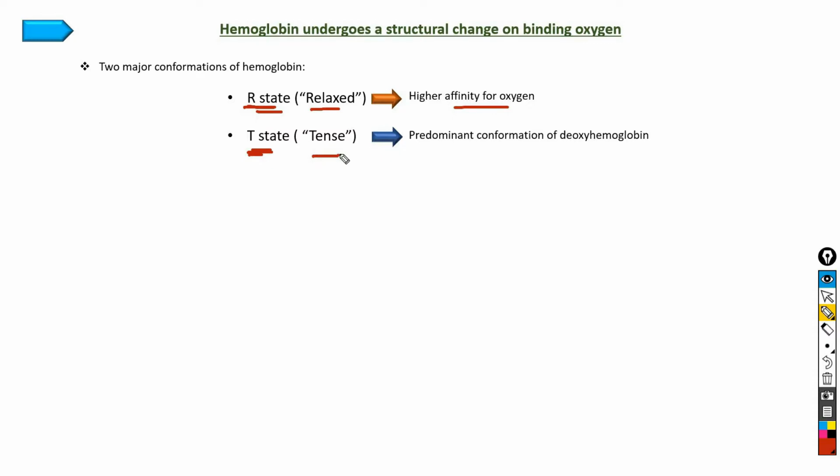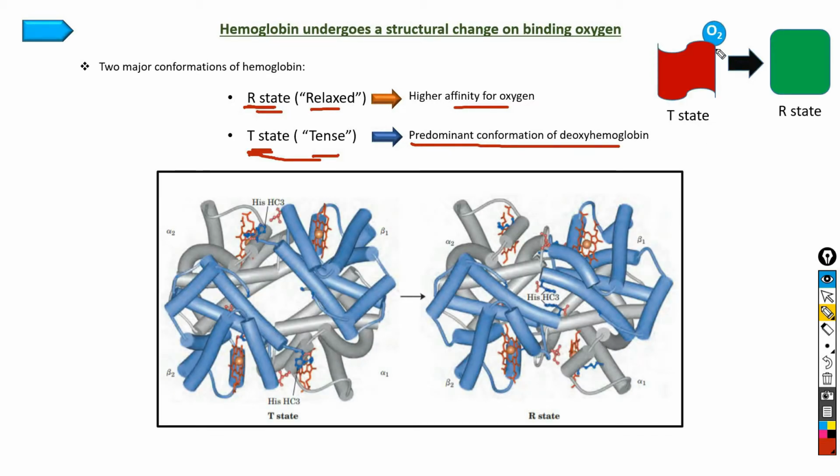So when oxygen is absent experimentally, the T state is more stable. Therefore, it is the T state which is the predominant conformation of deoxyhemoglobin. And the binding of oxygen to a hemoglobin subunit in the T state triggers a change in the conformation to the R state. This means binding of oxygen to the T state triggers a transition from T state to R state, which is shown in the cartoon representation.